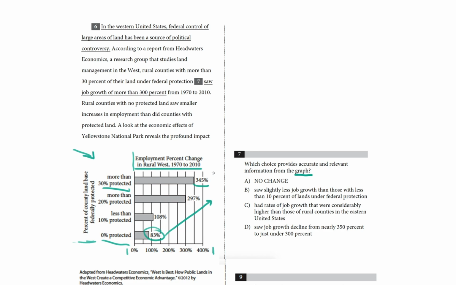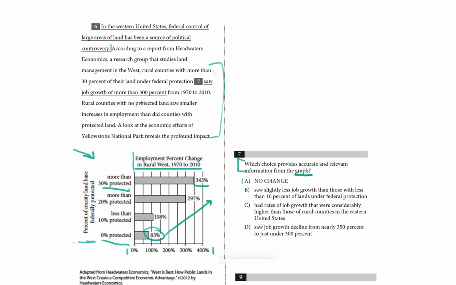So let's take a look at the question, which is just going to ask us to interpret the graph and see which choice that fits into this paragraph matches the information from the graph. So let's take a look. According to a report from Headwaters Economics, a research group that studies land management in the West, rural counties with more than 30% of their land under federal protection, and here's the underlined part, here's choice A, saw job growth of more than 300% from 1970 to 2010. Now, I think that's exactly what we saw in the graph.